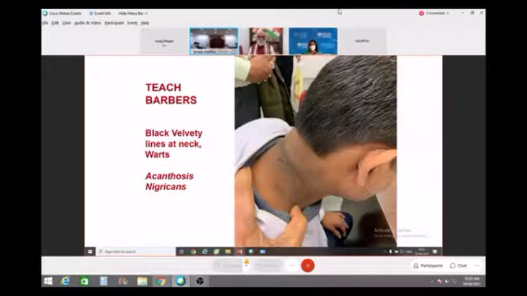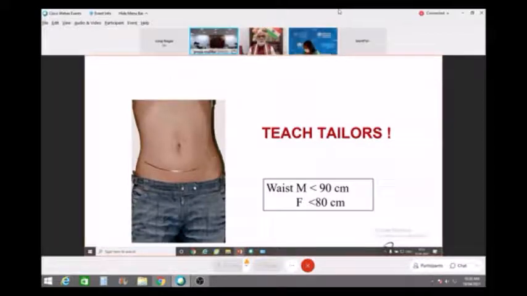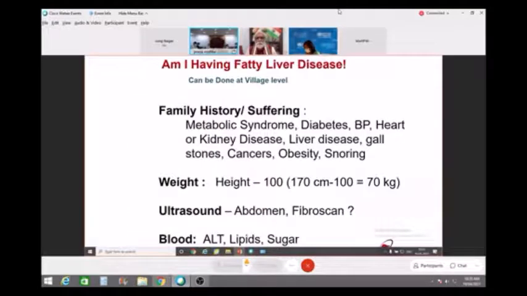Next. We have to teach our tailors: don't fit jeans onto people, fit people into jeans. Your waist for a male should be less than 90, for a female less than 80. Next. So now the question is, am I having a fatty liver?